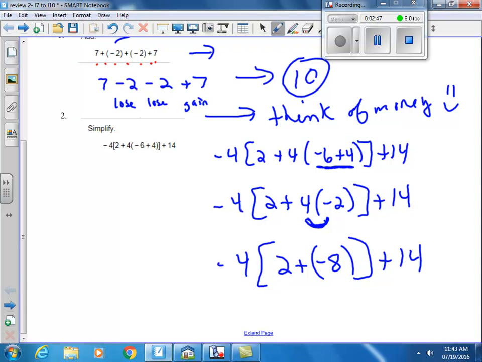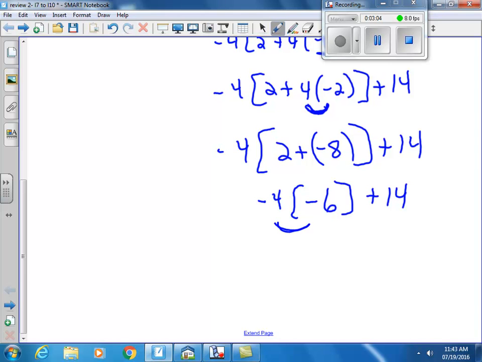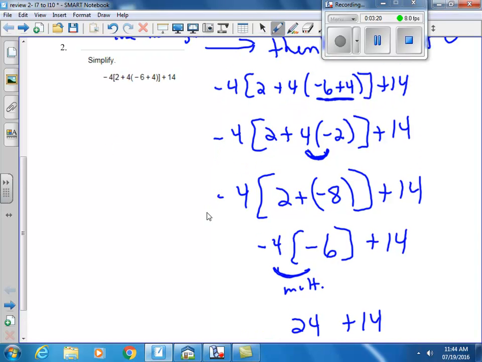Now 2 plus -8 means the same thing as 2 minus 8. So it's 2 and then you lose 8. Well, then you're in the hole. Think of money, right? Then you're in the hole 6. Now we're at the tail end of the problem. These two are connected by multiplication. So -4 times -6 makes positive 24 plus 14. So voila, we're arriving at 38. Okay, so really just getting that habit of writing out step by step for your order of ops.